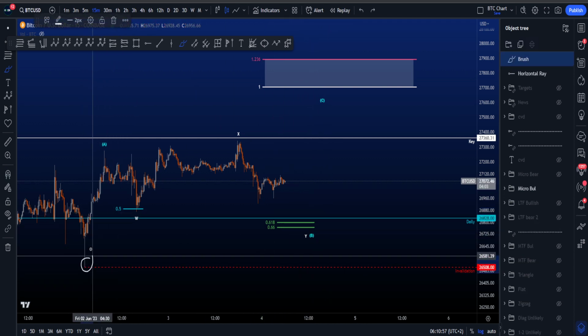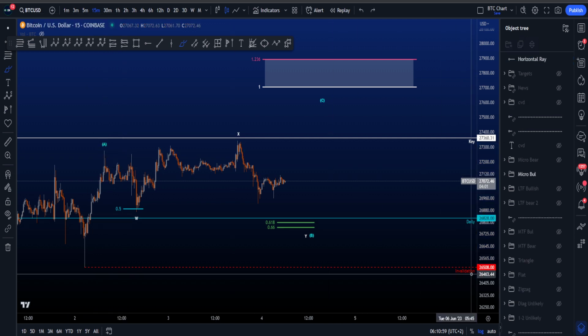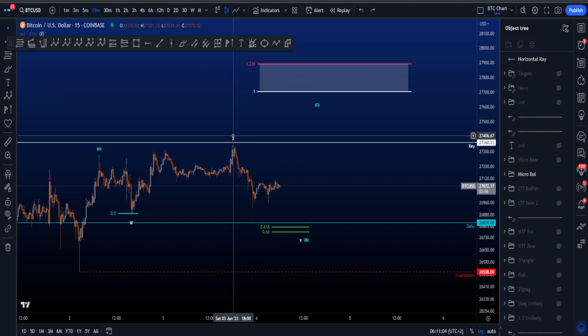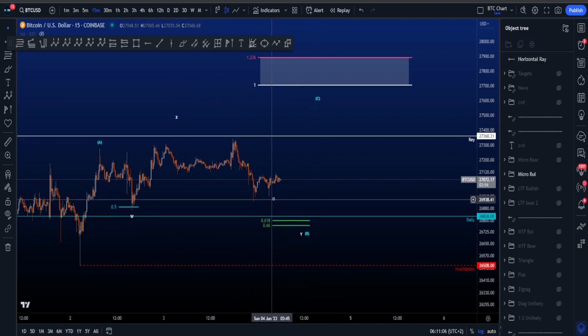The golden pocket is taken from the low to the high of wave A, and the daily sitting at 26,828. So that is an interesting area of support. We have to wait and see how that develops.